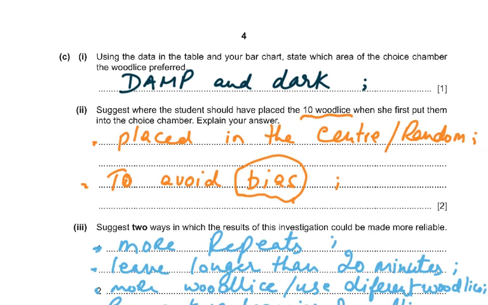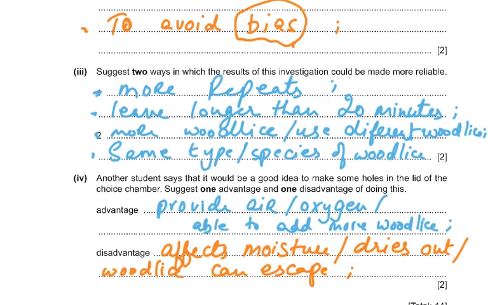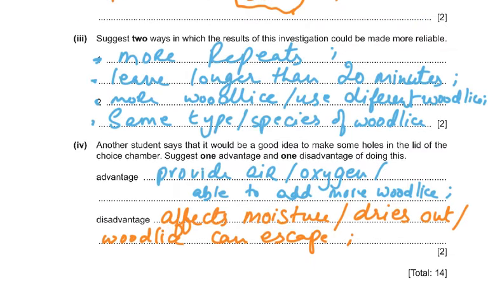So this is what you have to understand. They're not asking you the reason for it. This is not even in your syllabus, to know which sides they would like. So you're not supposed to be knowing that. Don't worry about that. Don't fret about that. Then it says part 3: suggest 2 ways in which the results of this investigation could be made more reliable.